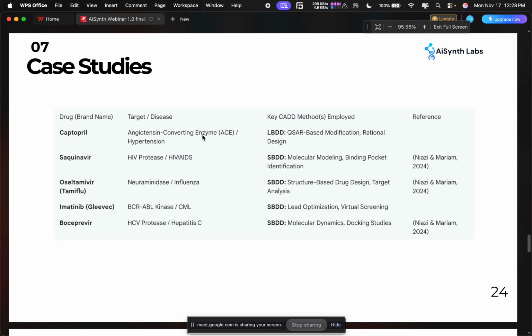This captopril is an ACE inhibitor. I don't know if the pharmacology student or the physiology student or medical student on the call definitely know ACE inhibitors. And you see this HIV protease. This one works for HIV/AIDS. This one was a kinase inhibitor. This one works for neuraminidase and influenza. And this one works for hepatitis C and HCV protease. So these are examples of drugs. And if you want to locate, you go to this published paper to see their workflow and how they discovered these drugs using computational tools.